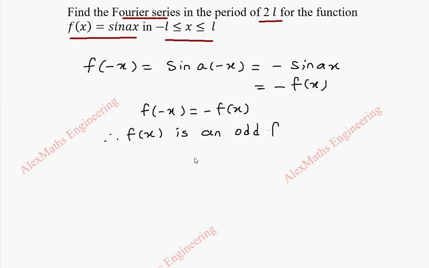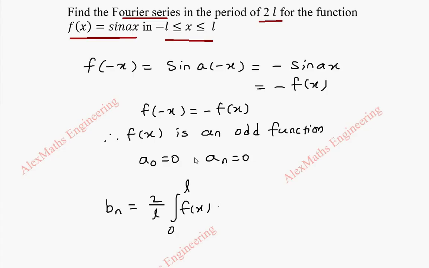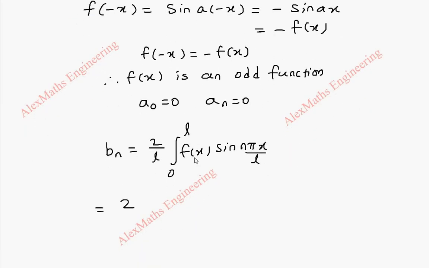So when it is an odd function, the value of a naught is 0 and an is 0. We have only bn. So bn by formula is 2 by L integral 0 to L f of x into sin n pi x by L, and here f of x is sin ax. So 2 by L integral 0 to L sin ax into sin n pi x by L dx. We also have dx here.